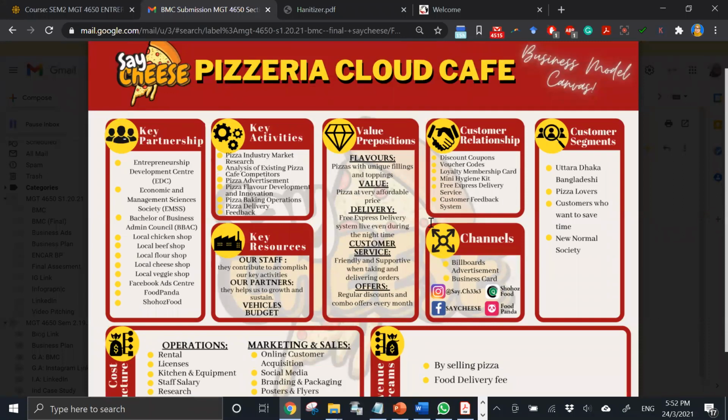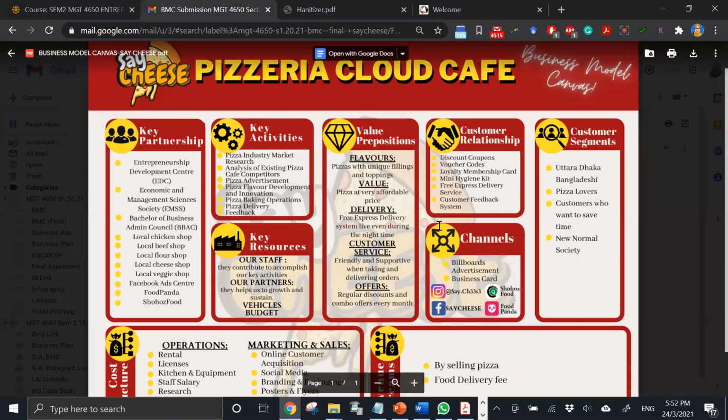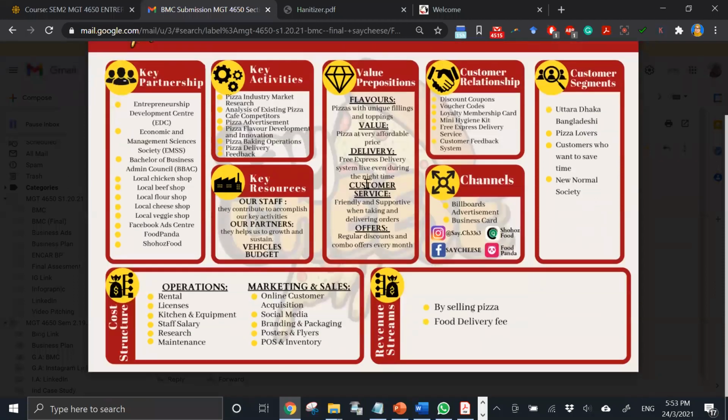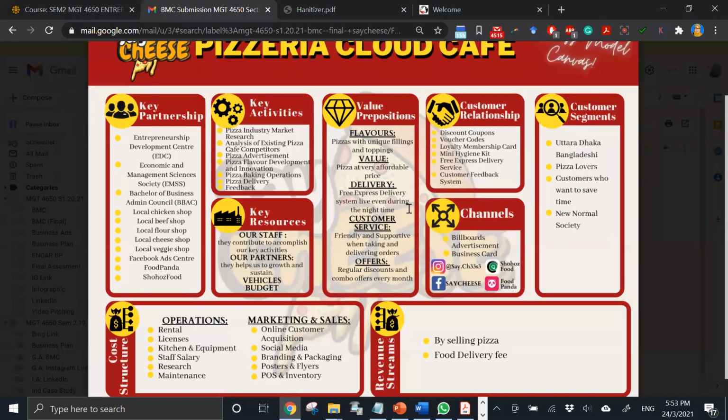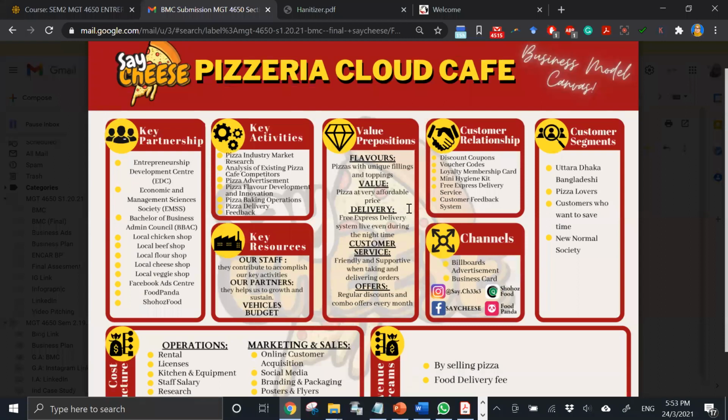If you are under Shopee, of course you have the monthly sales. If you are selling on Food Panda, of course they have a voucher code that the customer can key in to get a reduced price. So you can do it like this. I think this is the best BMC for last semester. Say Cheese is the best BMC, but this one is actually a family business.